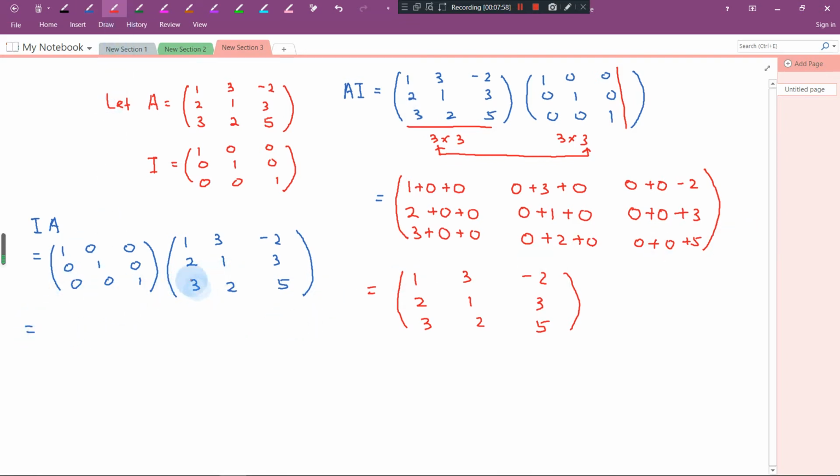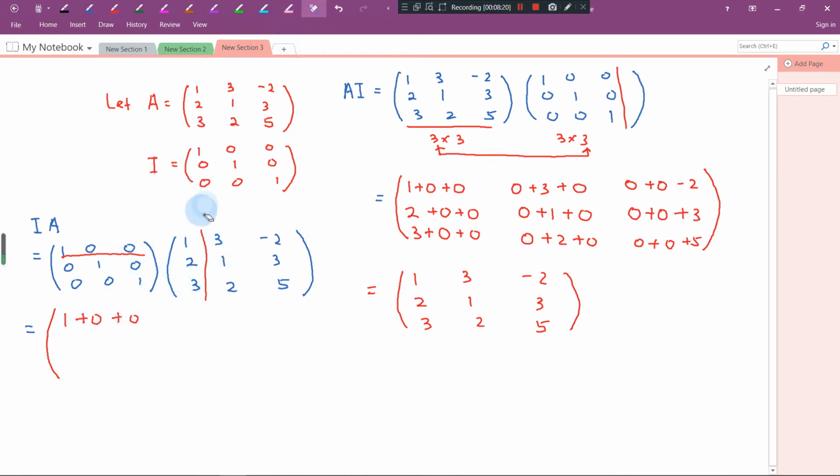You can pause the video and try on your own. I will always suggest you draw a line so that it is easier for you to do the multiplication. 1 times 1, you get 1. 0 times 2, you get 0. 0 times 3, you will get 0.